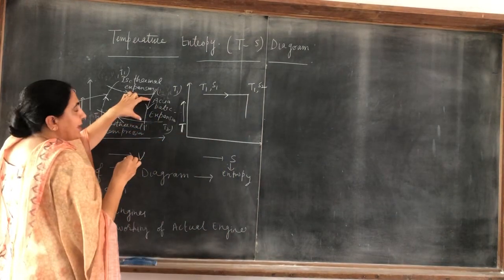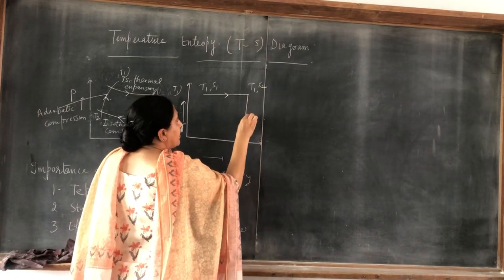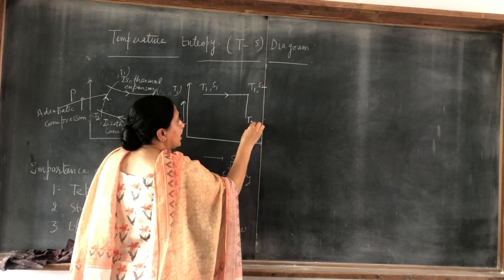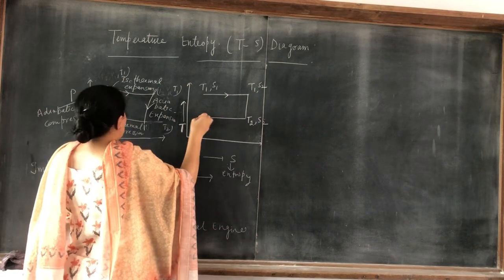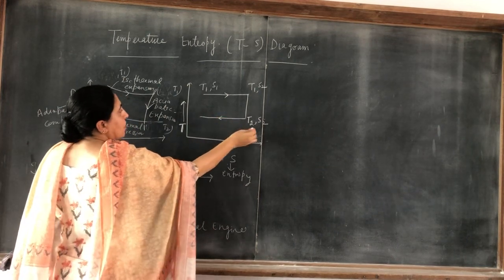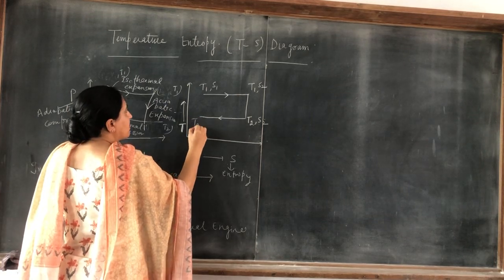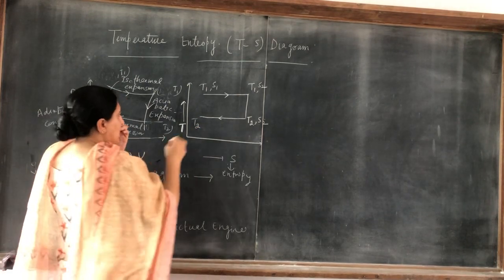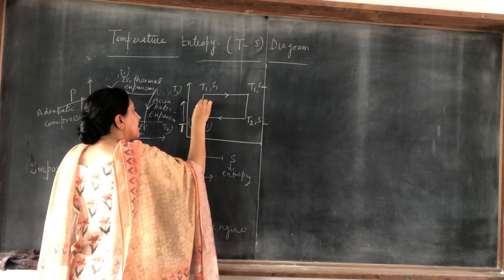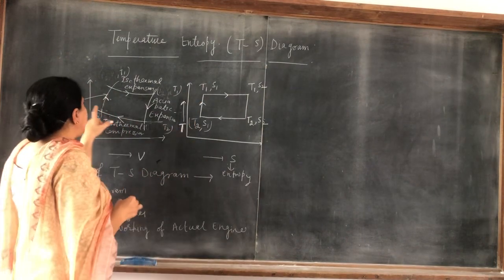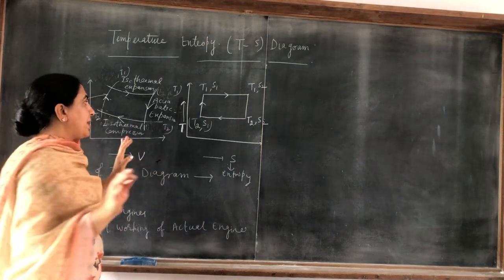Then for adiabatic expansion, adiabatic means temperature goes from T1 to T2, and entropy will remain S2. Then again for isothermal compression, entropy decreases from S2 to S1, and the isothermal temperature will be T2, so S1. And again for adiabatic compression, temperature changes, entropy will not change, that will be S1.